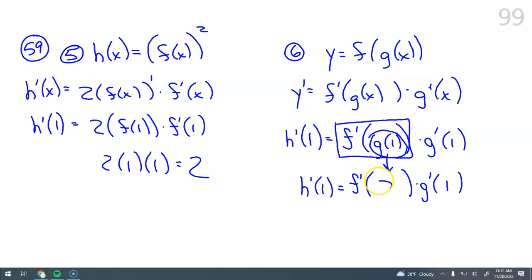Yeah, 3. And then it's f prime of that 3. So what really happened there is you plug 1 into g, you got 3, and then we plug 3 into f prime. So f prime of 3 is 1, and g prime of 1 is 1. So we get 1. So this is a composite piece right here. This definitely throws people off.